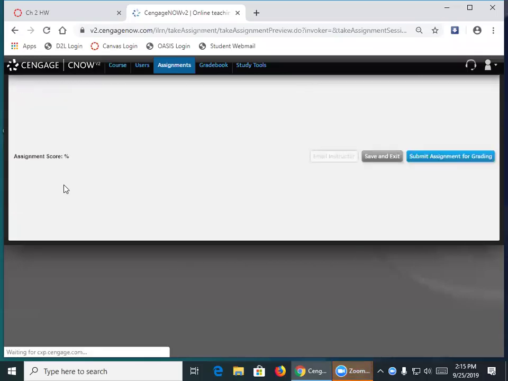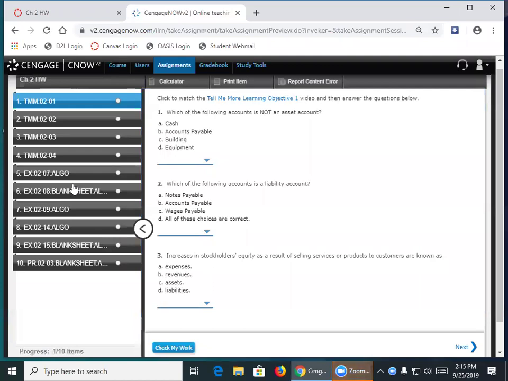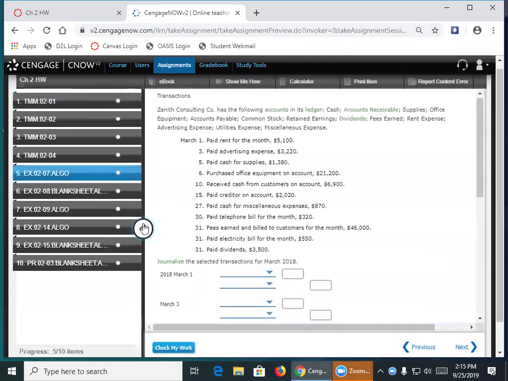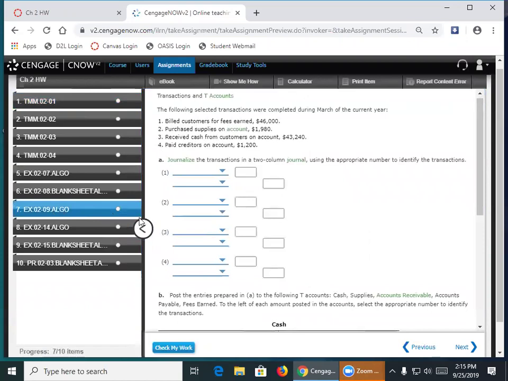Okay, so I'm just going to open up Chapter 2 homework. My numbers will be different than yours because you all have different numbers, but the process is the same. Let me look at one. You're in the practice homework. I'm in the homework. Let me see what we have. Let's look at this one.